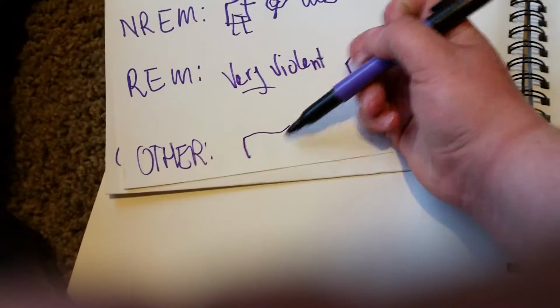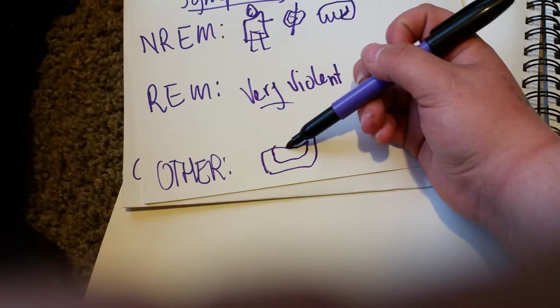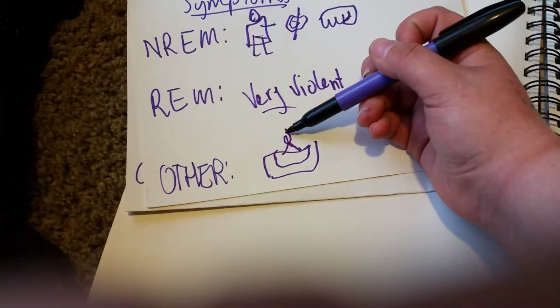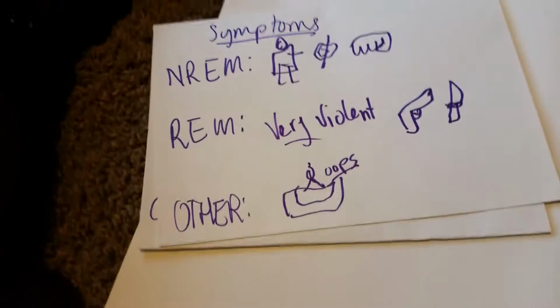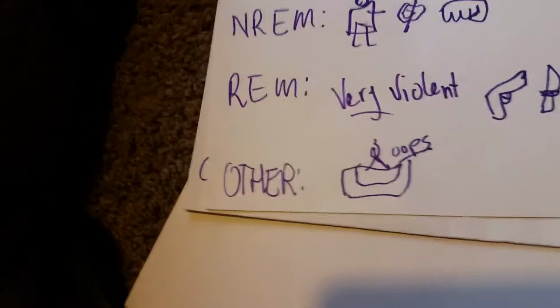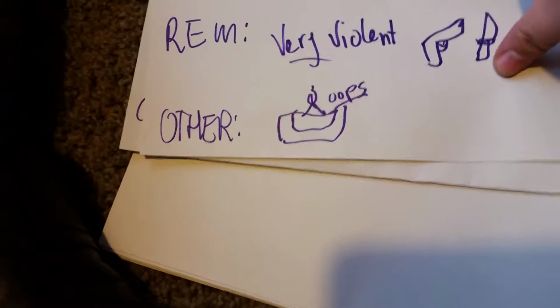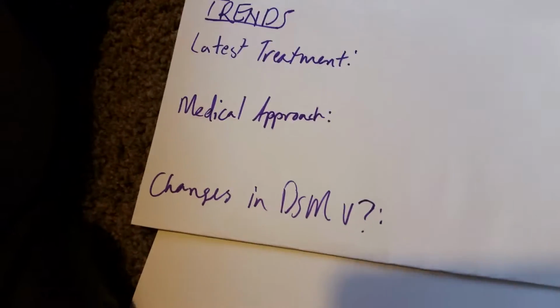Bedwetting, most common in children, is another sleep disorder, and usually goes away with age. It can be caused by underlying stress that has not been addressed before, or signs of other medical disorders within adults.